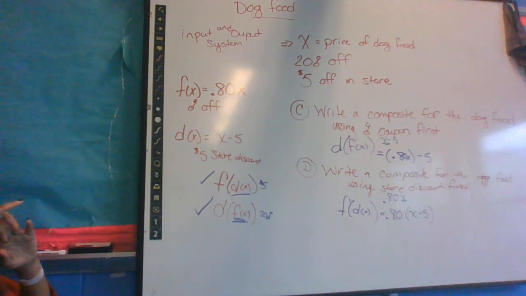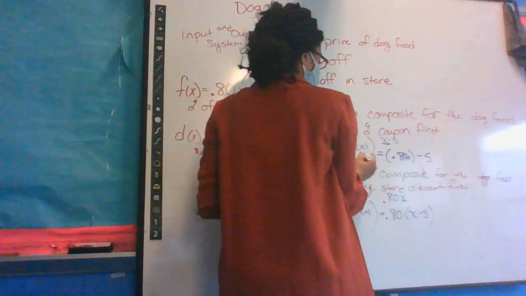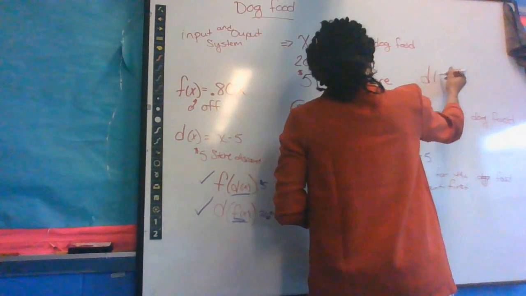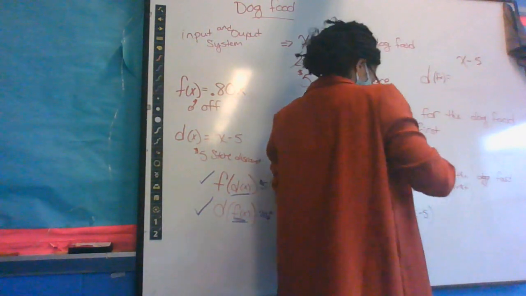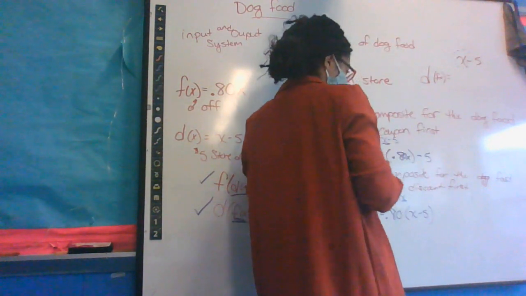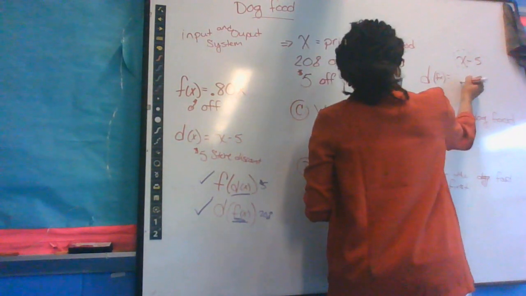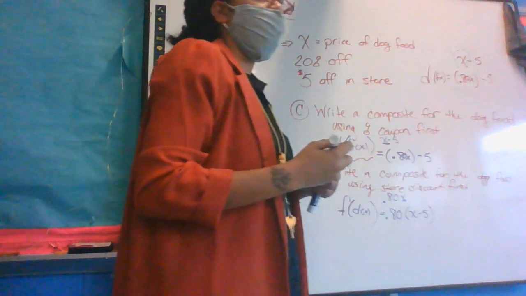Yeah. Kyle, you had a question? The subtracting? What do you mean? The first one? Yeah. So what this is doing, right? It's taking my d function and putting it inside my f of x. So my d function is x minus 5. Instead of that x though, we want to take this x out and replace it with my entire f function. My f function happens to be the 0.8x. And then the minus 5 stays on the outside. That's what that is.